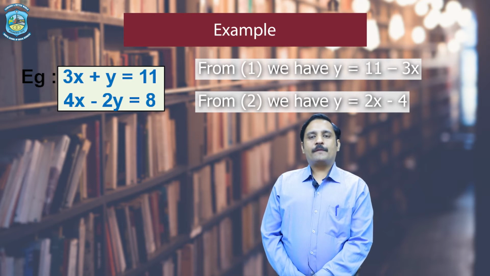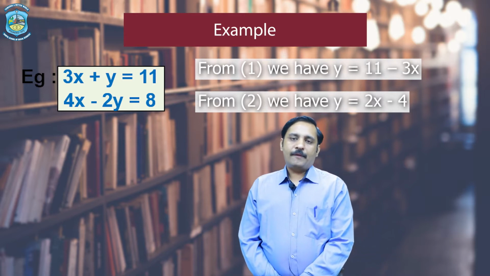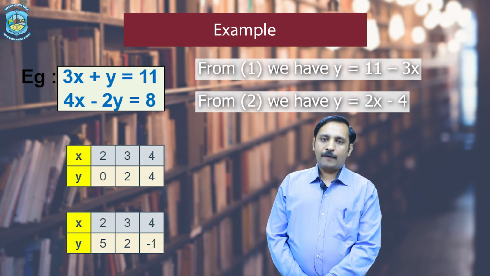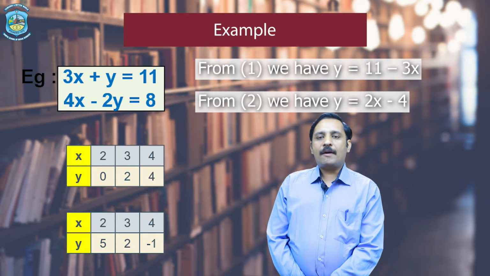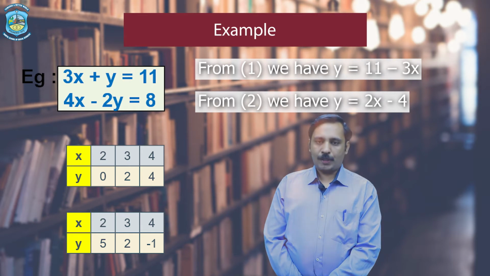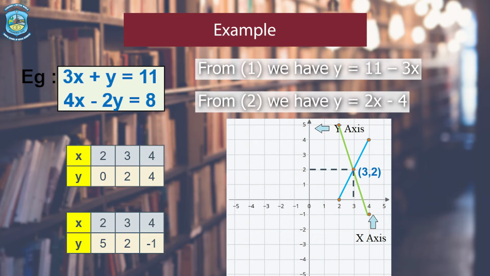Now we put different values of x and calculate different values of y for both the equations. For example, I have taken the value of x as 2, 3 and 4 and calculated the corresponding values of y for equation number 1, and similarly I have taken the value of x as 2, 3, 4 and calculated the value of y for the second equation. Now after plotting the obtained points on the graph, we see that the lines intersect at the point (3, 2). Hence the x coordinate of this point is 3 and the y coordinate is 2. This is the required root, that is x equal to 3 and y equal to 2.